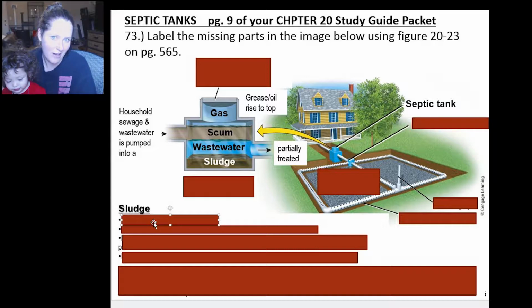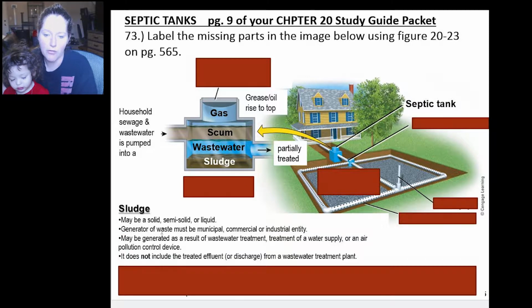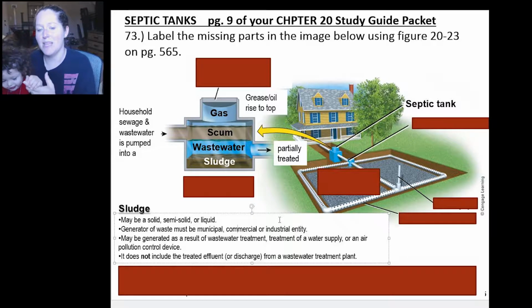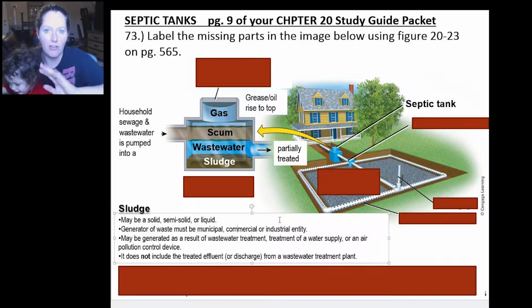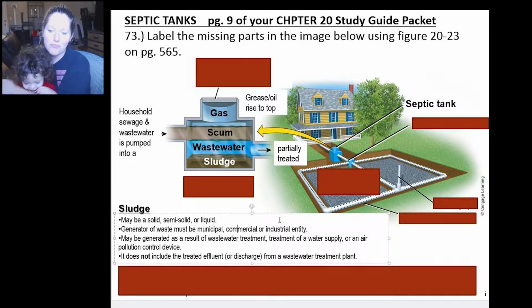Okay, now your sludge, sometimes students like to know, well, what is technically sludge? In your book, it doesn't really say what it is. So I put some things up here for you guys to look at. They tend to refer to sludge as anything that is a solid, semi-solid, or liquid. And it usually comes from the household, commercial, or some kind of industry entity. It may be generated as a result of wastewater treatment, which we're doing right here. We're treating the wastewater. And it does not include what is coming out of a treatment facility plant. So it's basically when you're treating it, you're going in. And so just think of it like this.